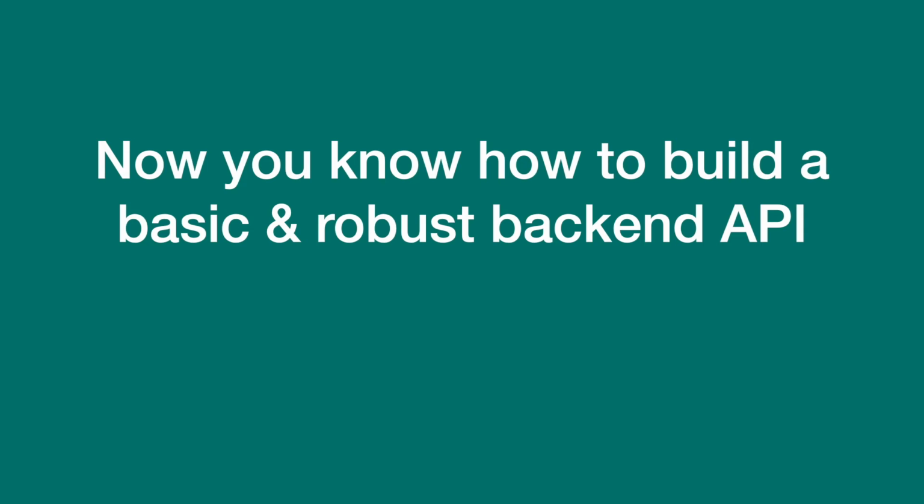So if you have made it this far, now you know how to build a basic and robust backend API. Your API has a good database backing it. You have things like rate limiting, caching. You also have more asynchronous things like messaging systems. So at this point, you should know how to build a very basic but very robust endpoint.